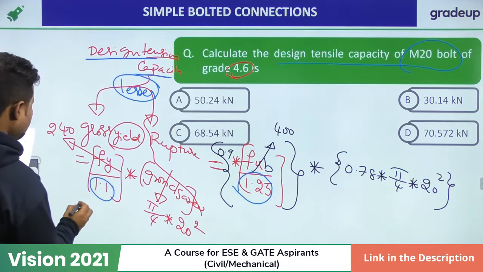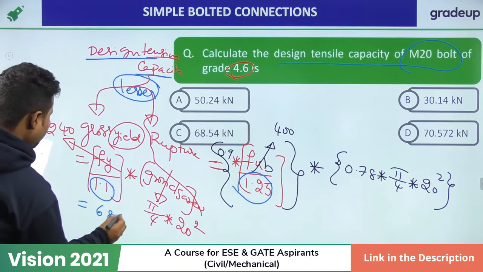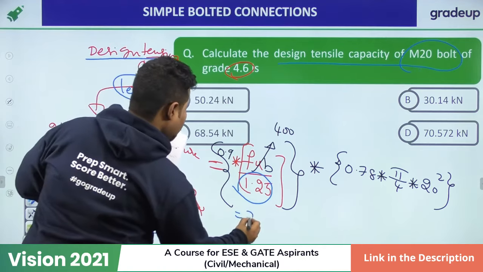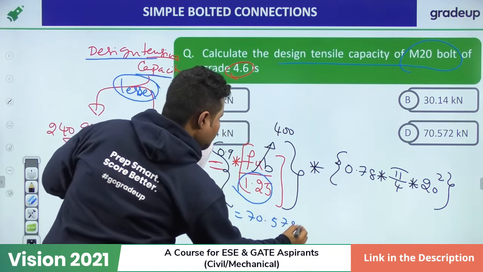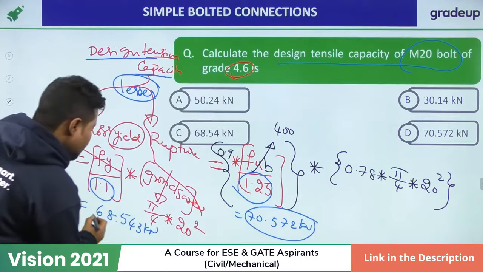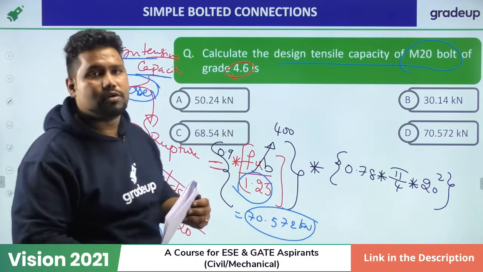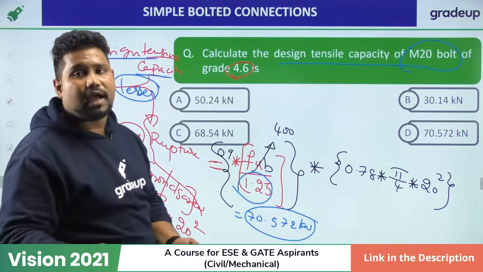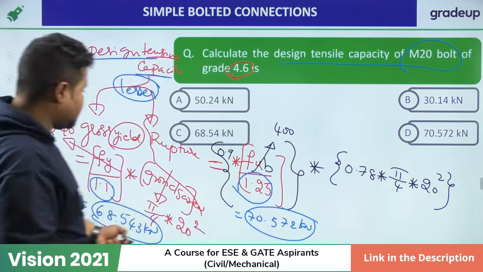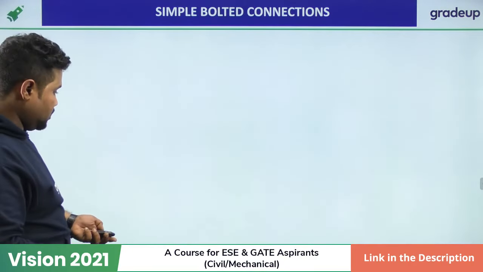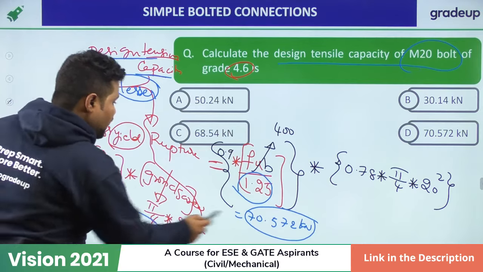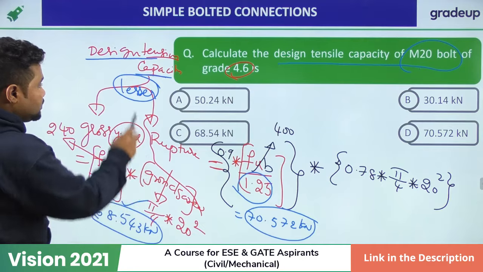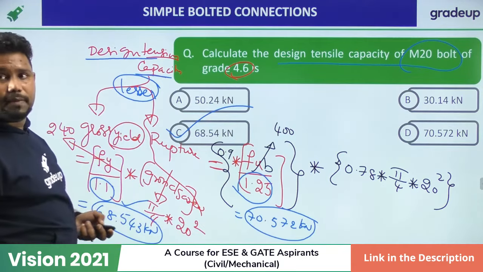Now, if this is the case, if you ask me the answer, this answer is 68.543 kilonewton, whereas this answer is 70.572 kilonewton. Nowadays, most of us use only bolts in practice, whereas rivets are not in practice, but still some questions can be asked even from rivets. So that's the reason why. Out of these two, the answer that I can confirm is 68 point something, because I need to consider the lesser. So the option is C, you can pick.